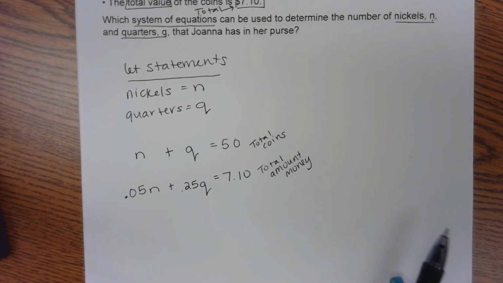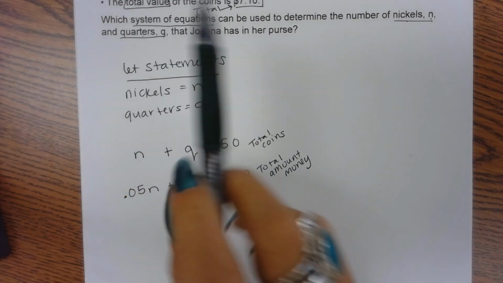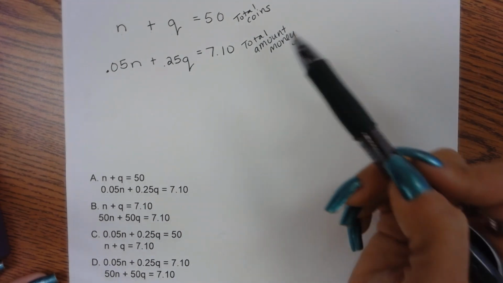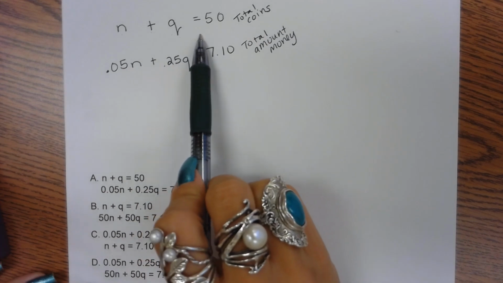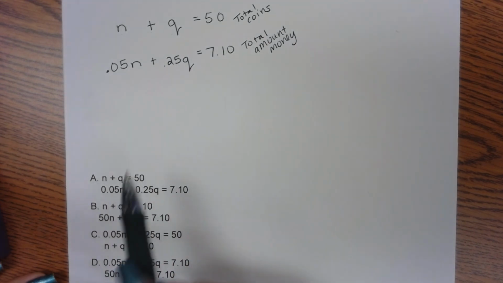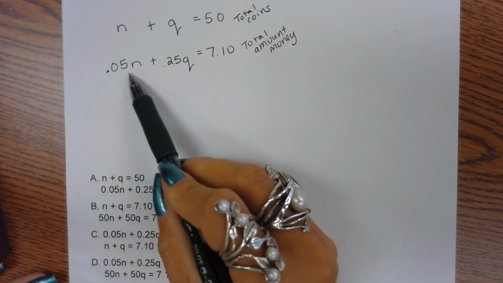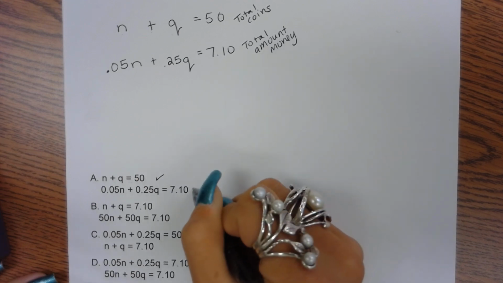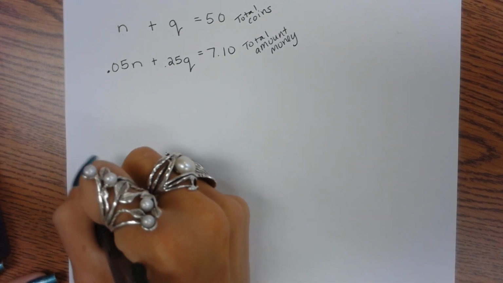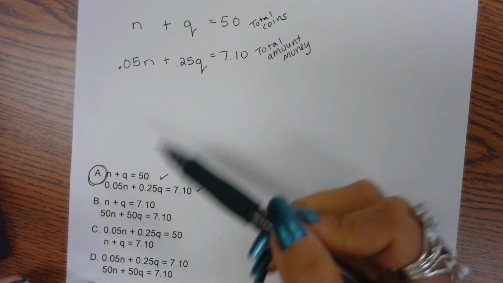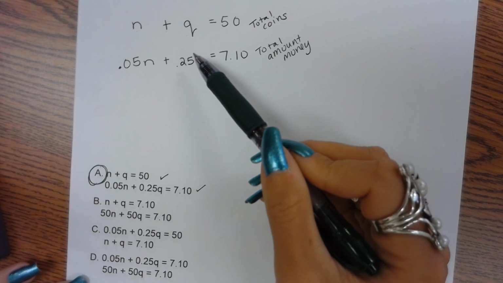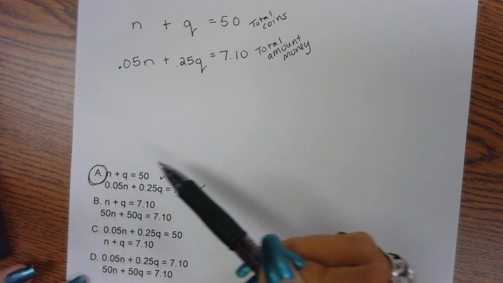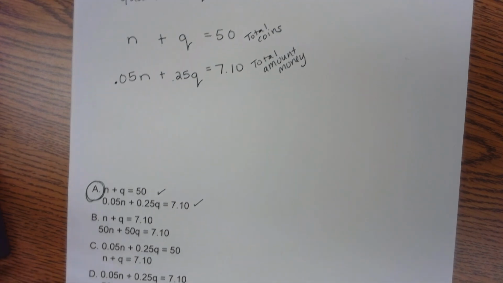So let's look at our answer choices because we're looking at the system of equations, right? That's what we're looking to find. Do any of these answer choices look like the ones that we worked out? N plus Q equals 50. Yep, that one's there. 0.05N plus 0.25Q equals 7.10. Yep, that looks like the answer. A it is. So I know it can look very confusing, but it's very important to check your work against each of the answer choices so we make sure that they didn't trick us somewhere. And that's your answer.